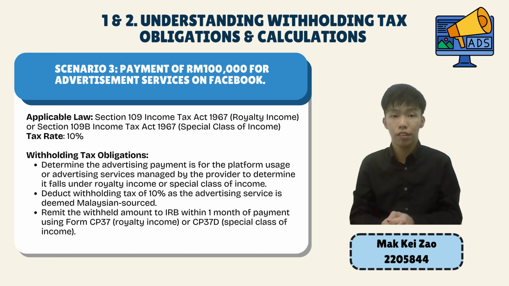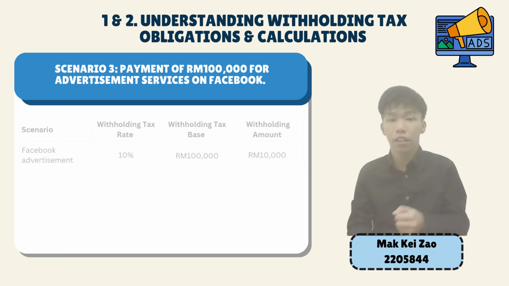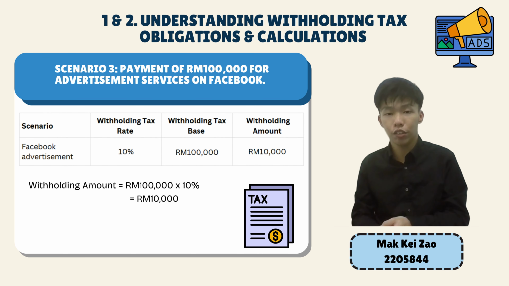The deducted amount must then be remitted to the Inland Revenue Board within 1 month using form CP37 for royalty income or CP37D for special class of income. Therefore, 10% of 100,000 ringgit, which is 10,000 ringgit, must be withheld.